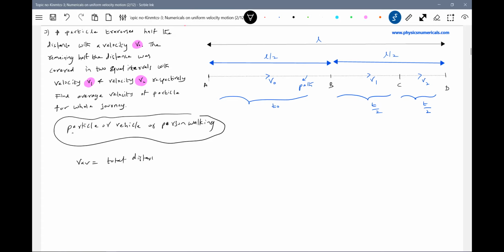Total distance covered by total time. We have a total distance. What is the distance? AB plus BC plus CD. Time taken: T naught plus T by 2, T by 2. I think the problem is solved.